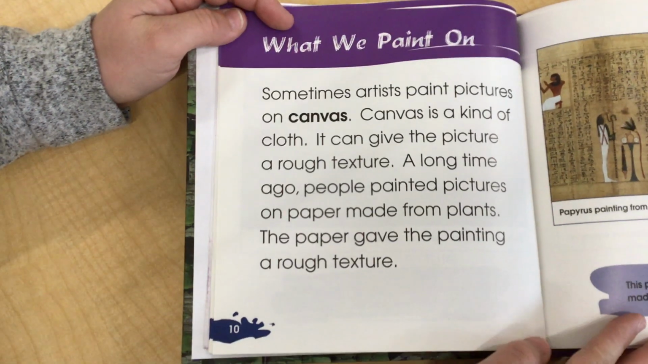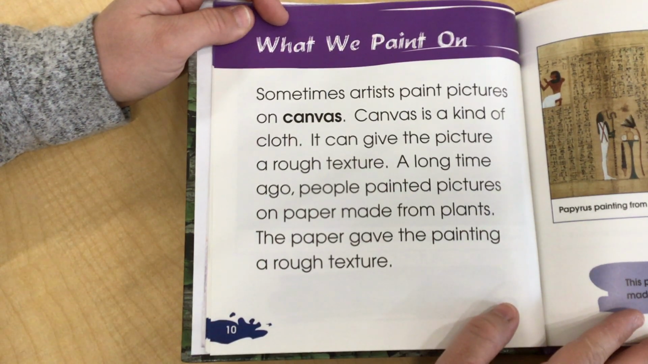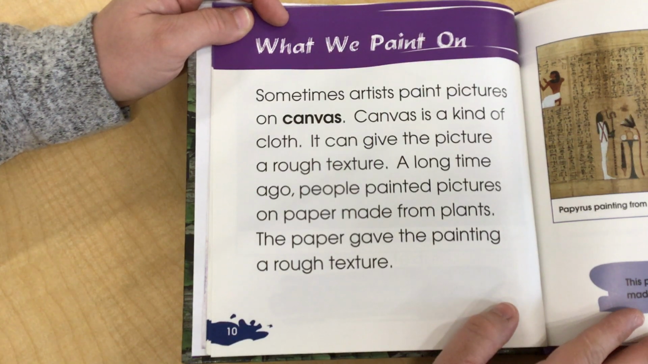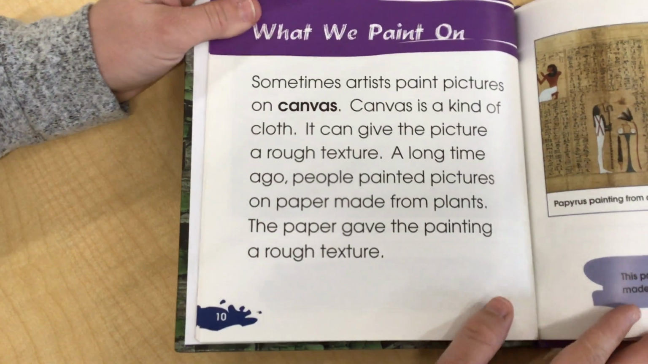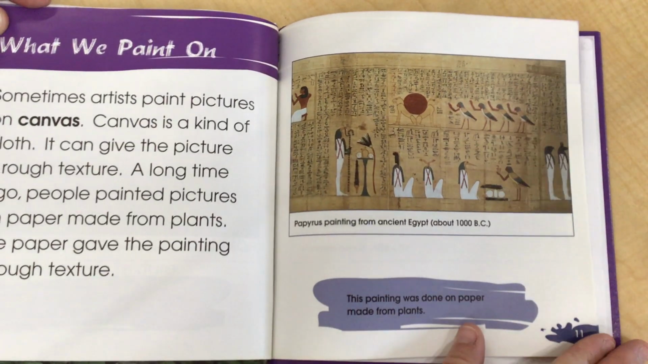What we paint on. Sometimes artists paint pictures on canvas. Canvas is a kind of cloth. It can give the picture a rough texture. A long time ago, people painted pictures on paper made from plants. The paper gave the painting a rough texture. This painting was done on paper made from plants.